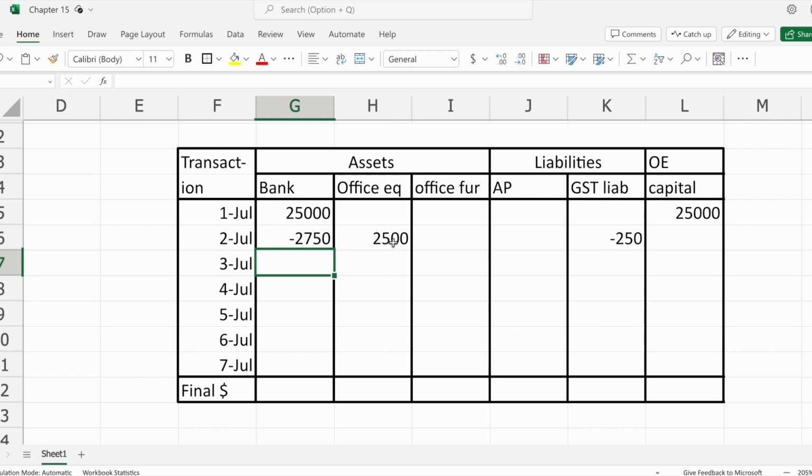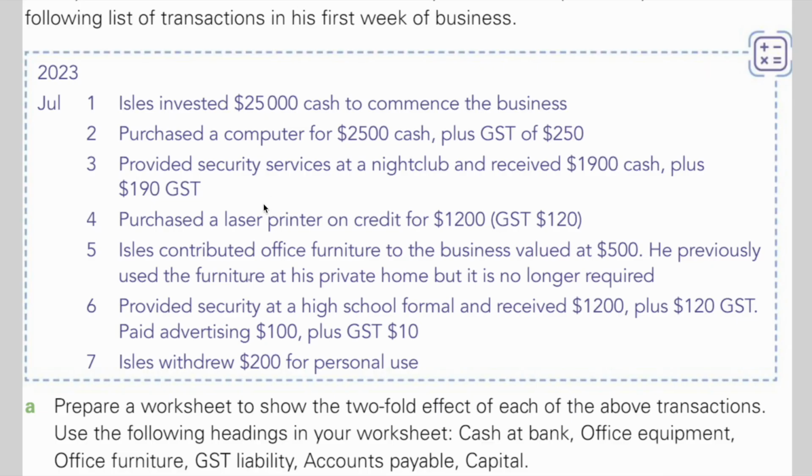I want you guys to, if you want, pause the video and try it out yourself. Or if you want, you can keep watching. And yeah, so on the 3rd of July, they provided security services at a nightclub and received $1,900 in cash plus 119 GST.